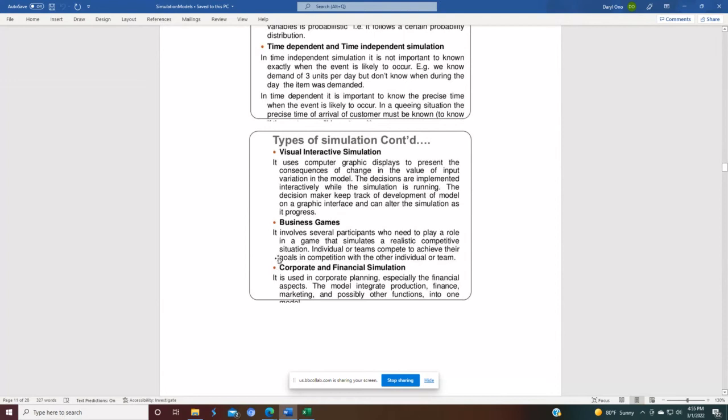Okay, and these business games, the corporate and financial simulations, don't be fooled by the easy example we do today, because these can be tremendously complex and difficult to construct. But like anything else, the better the job you do, the better the predictive ability of your simulation.